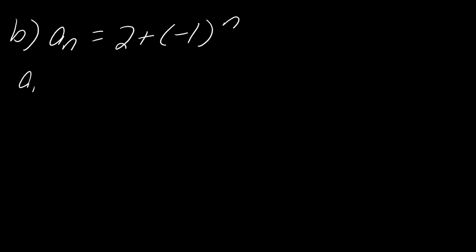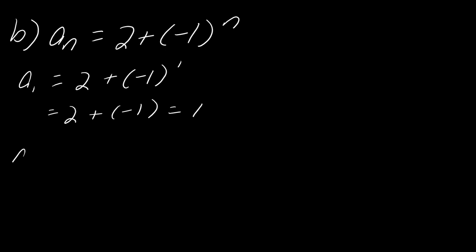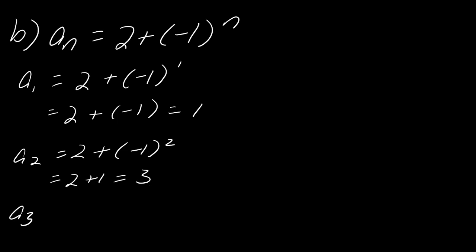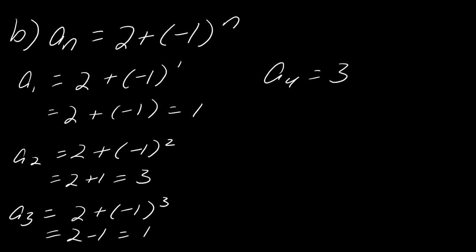Okay, so for my first one, I'm going to have 2 plus negative 1 to the first. So that's really 2 plus negative 1, so that's going to equal 1. And then for my a sub 2, this will be 2 plus negative 1 squared. So that'll just be 2 plus 1, so that equals 3. For this sequence, you can see that now that I'm getting to the third term, this just ends up repeating. So this sequence just bounces back and forth between 3 and 1.